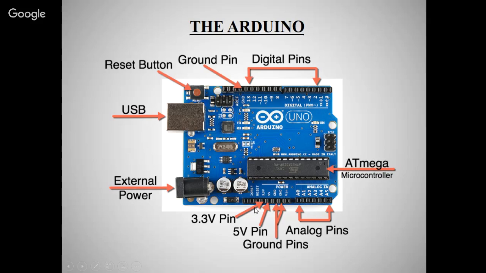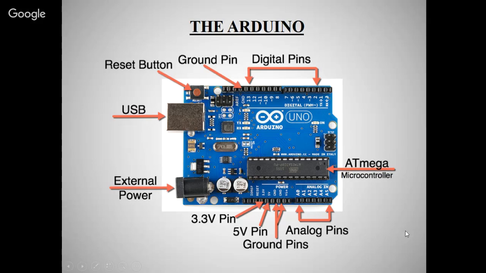Please see the 3.3 volt pin. Can anyone have a problem getting the 3.3 volt pin? The 3.3 volt pin is there. The 3.3 volt pin is used to give 3.3 volt power to other circuits, not to itself. If you want a sensor which requires 3.3 volt, then you can give power from this pin. Okay, clear.